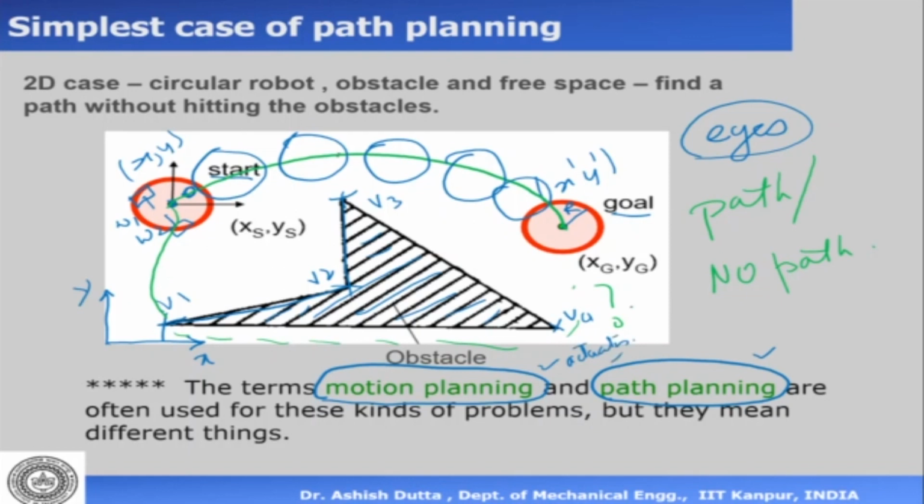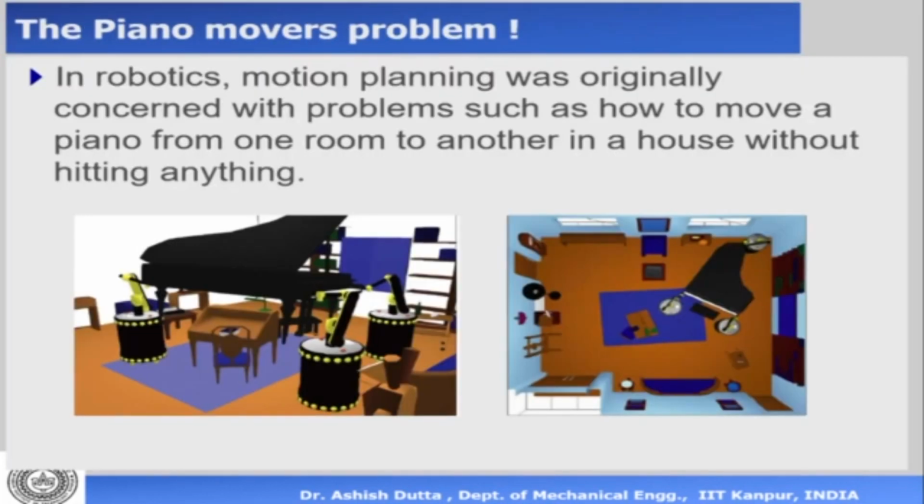Okay. So this gives us the simplest case of path planning, and it also explains the concept of motion planning. Now, historically, the study of motion planning started off with the piano movers problem. So this is a piano, the black one. You're all familiar with what a piano looks like. So the black one here is a piano, right?